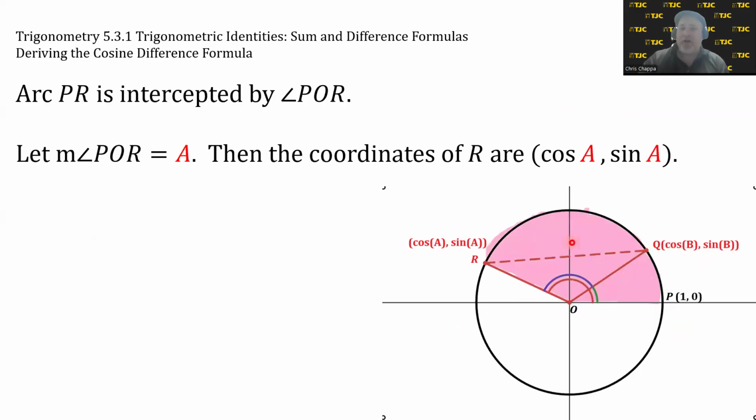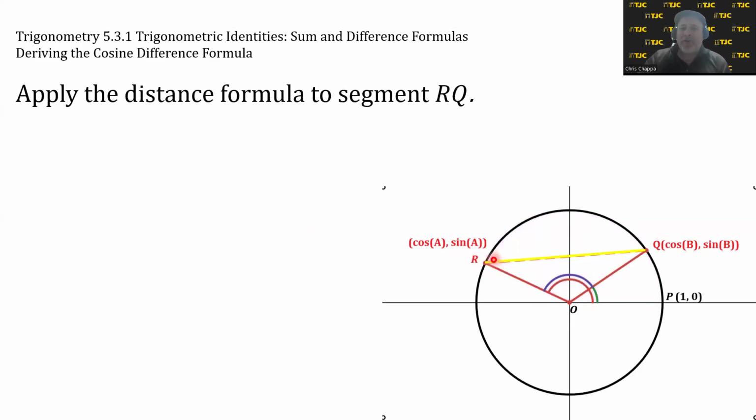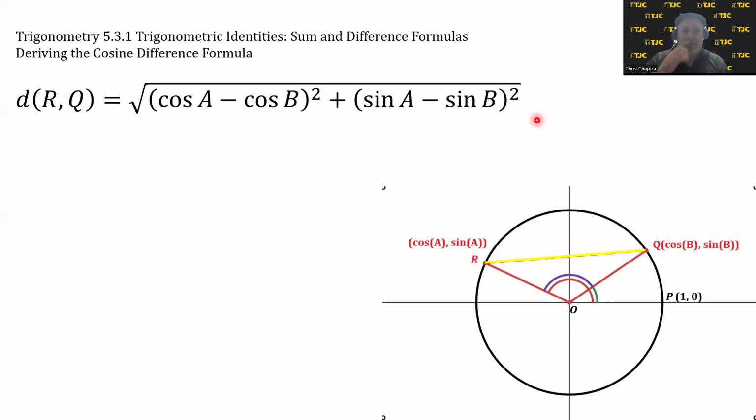Now let's look at this angle also in standard position, POR. We're going to call the measure of this red angle A, and because this is a unit circle, the coordinates of point R would be cosine of A, comma, sine of A. Now we're going to apply the distance formula to segment RQ, since we have representations for its coordinates. If we did the distance from R to Q, it would be the square root of the sum of the squares of the differences of the coordinates. Here's the difference of the x coordinates squared, and here's the difference of the y coordinates squared. We'll come back to this expression momentarily.